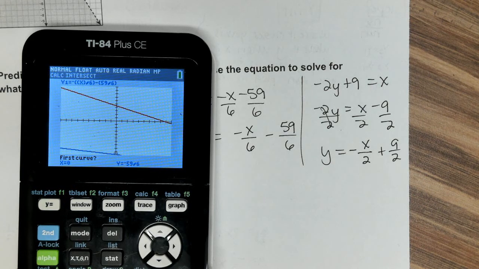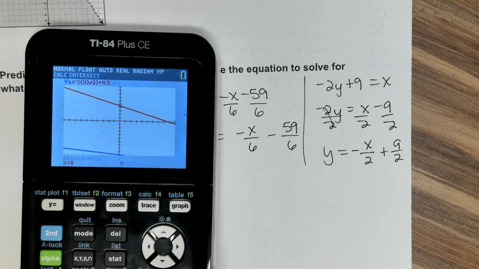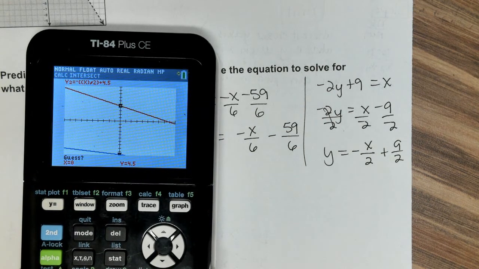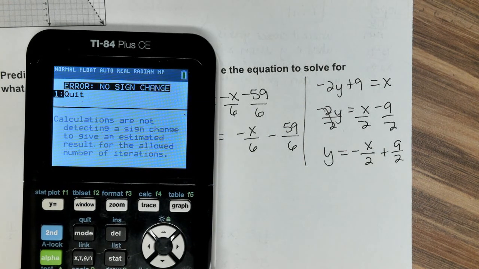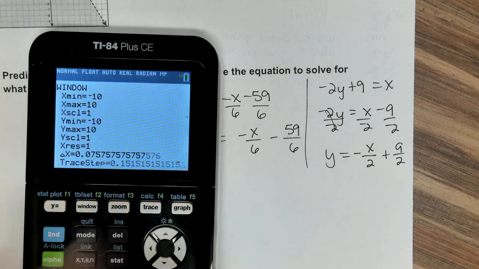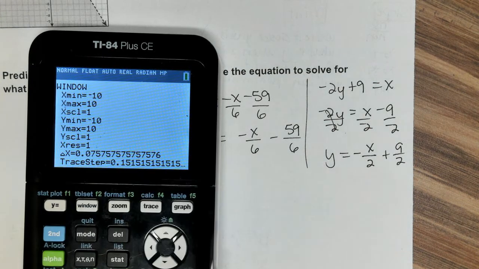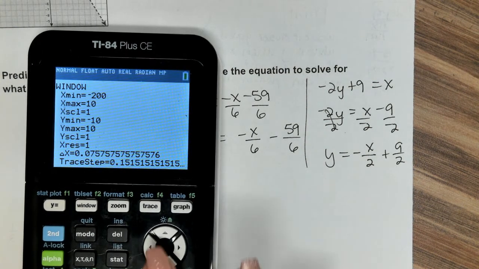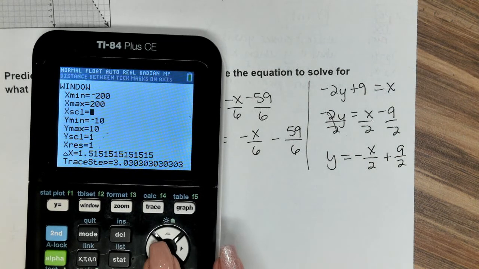Can I see the intersection? So if I hit enter 3 times, what happened? Because it cannot see the answer. I have to go use my window. Let's go to negative 200, positive 200.